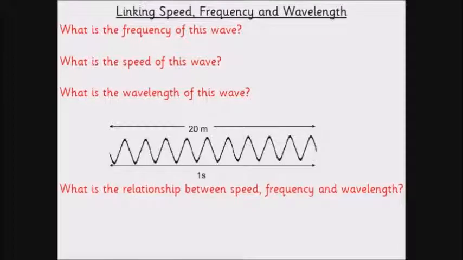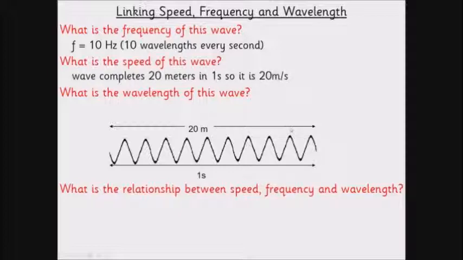Okay, so first up, let's try and link speed, frequency and wavelength to formulate our equation. If we have a look at this wave we've got in front of us on screen, you can see in the distance of 20 meters we've got 1, 2, 3, 4, 5, 6, 7, 8, 9, 10 complete waves. So the frequency of this wave is 10 in 1 second, so the frequency of the wave is 10 hertz. The speed of this wave, well, it takes 1 second to travel 20 meters, so the speed of the wave is 20 meters per second.